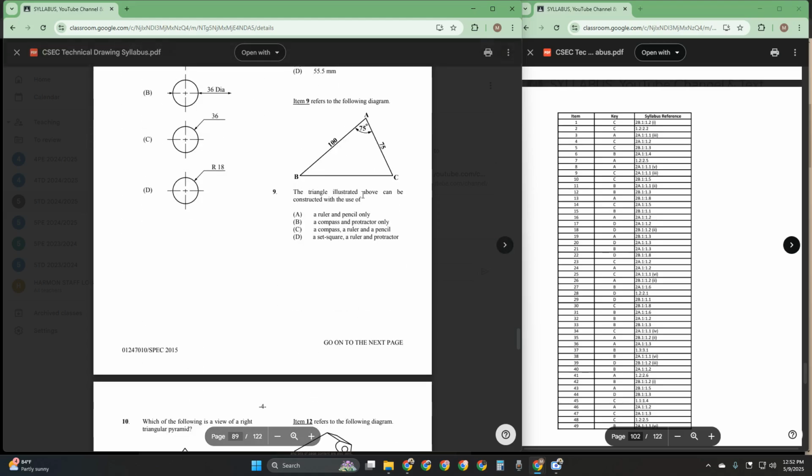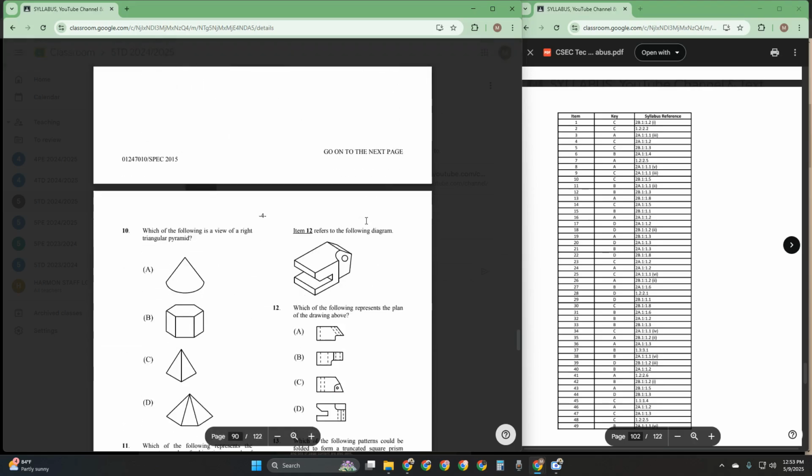Number 9, the triangle illustrated above can be constructed with the use of a ruler and pencil only, a compass and protractor only, a compass, a ruler, and a pencil, or a set square, a ruler, and a protractor. Number 9, C. A compass, a ruler, and a pencil. Sounds good. You'd have to construct this angle, but yes.